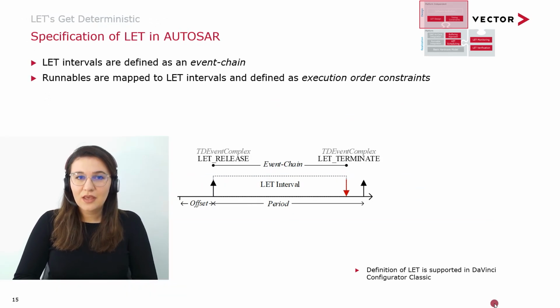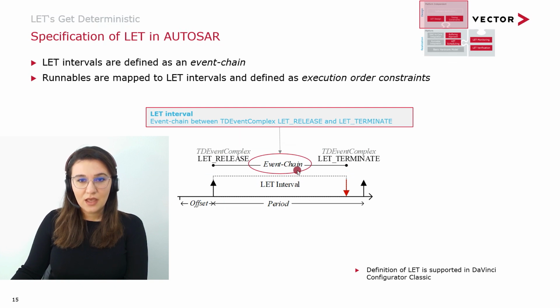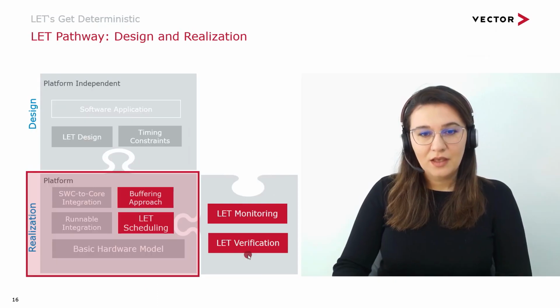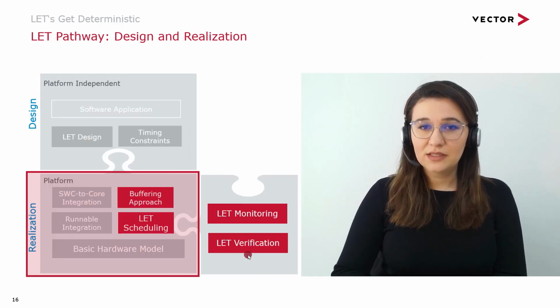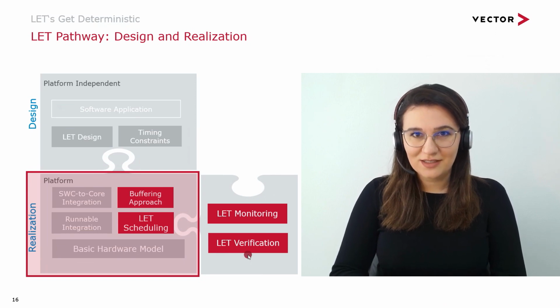To document the LET intervals and the timing constraints, the TIMEX of the AUTOSAR standard is providing us the means for it. An LET interval can be defined with event chains, and their properties, so duration, period, and offset, can be determined through the timing constraints of reaction latency, period, and offset. Once we have all of this as a base, let's look at the integration of LET in MICROSAR Classic systems.